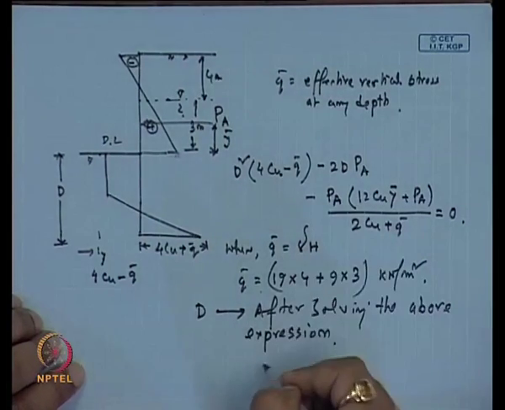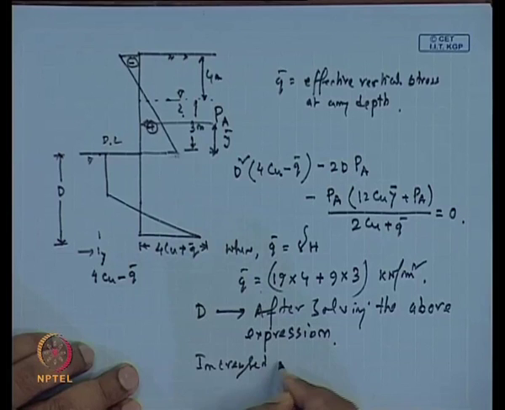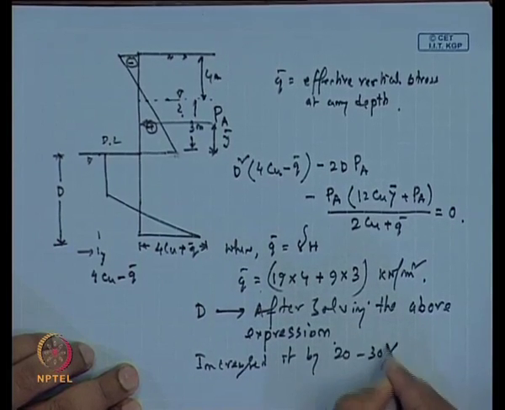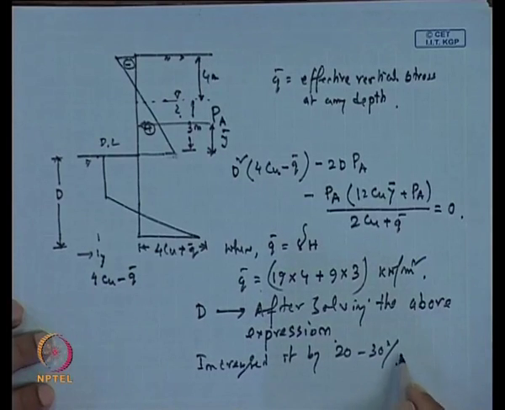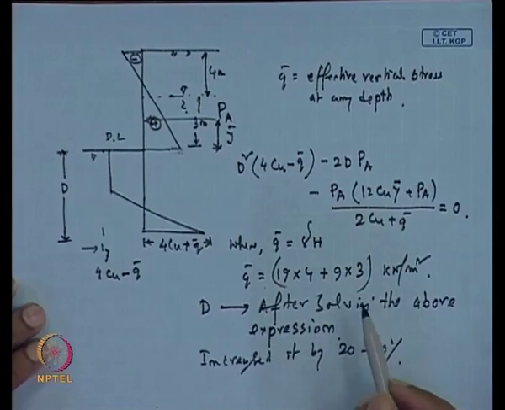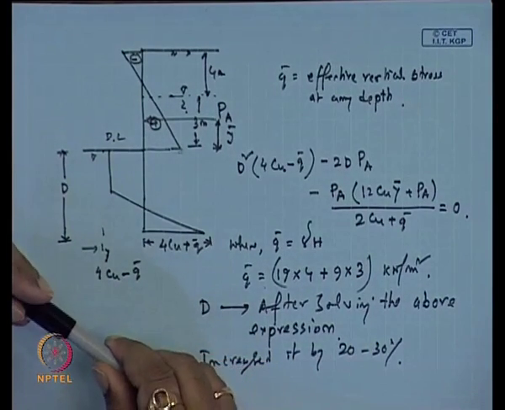Once you get d from the above expression, we will increase it by 20 to 30% because of the factor of safety. In this way we can design this cantilever sheet pile in cohesive soil also. In the next class I will discuss the design of anchored sheet pile. Thank you.